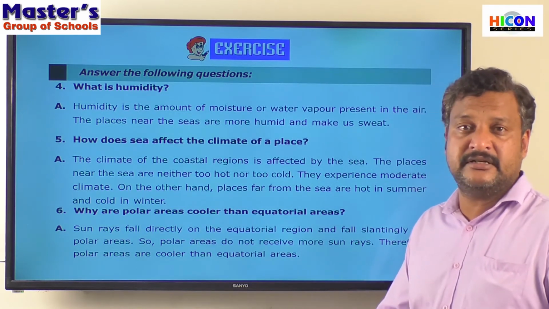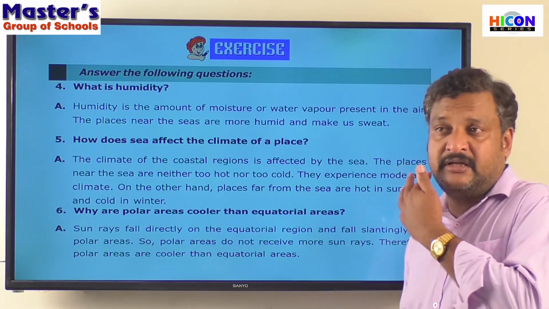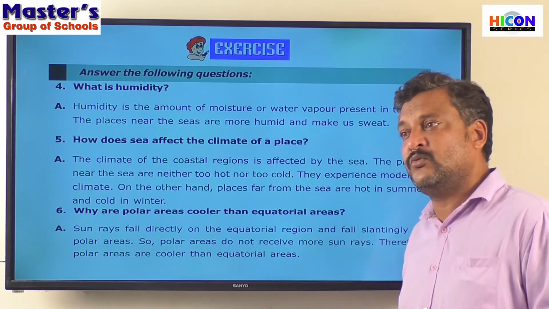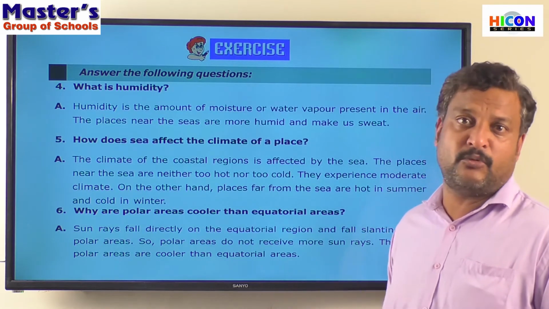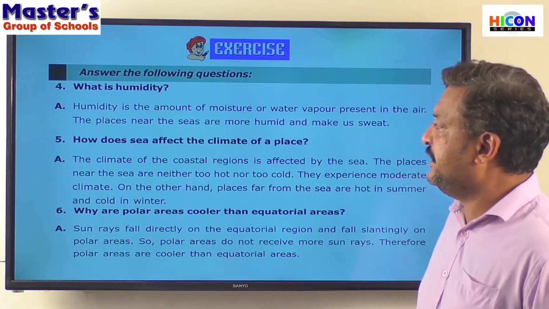The coastal regions are more humid than the interior regions because the wind that blows from these water bodies always carries a lot of moisture along with it. So that is what humidity is.